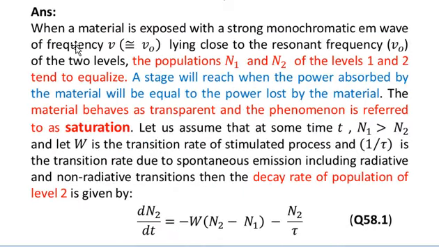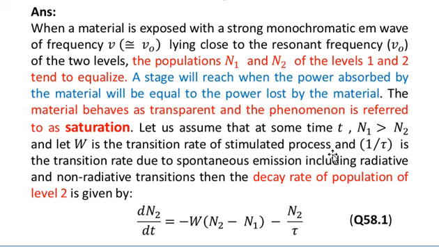The answer is, when a material is exposed to a strong monochromatic electromagnetic wave of a frequency nu lying close to the resonant frequency nu naught of the two levels, the populations N1 and N2 of levels 1 and 2 tend to equalize. A stage will be reached when the power absorbed by the material will be equal to the power lost by the material. The material behaves as transparent and the phenomenon is referred to as saturation.